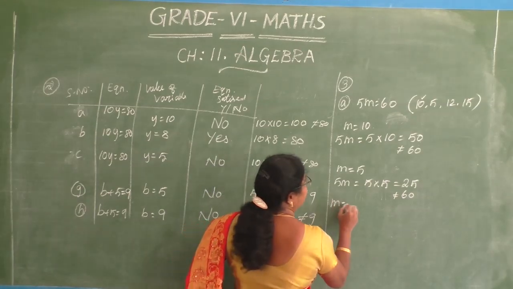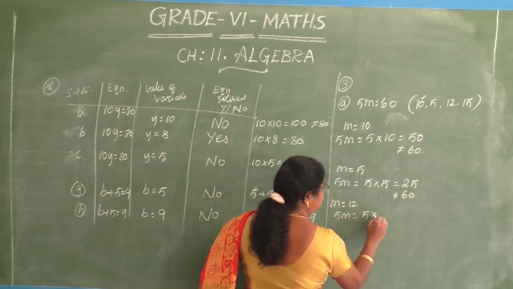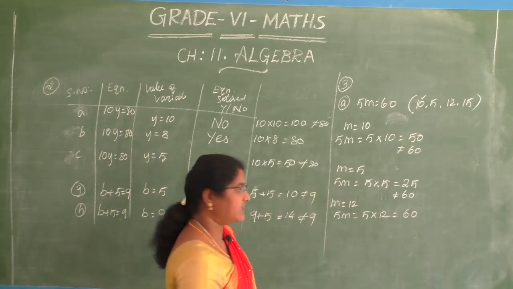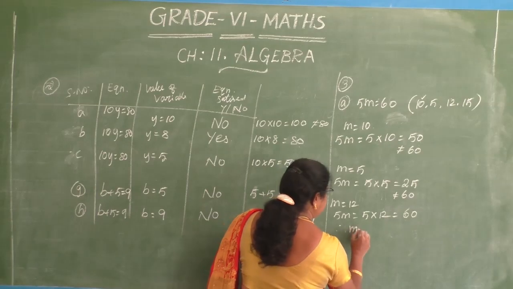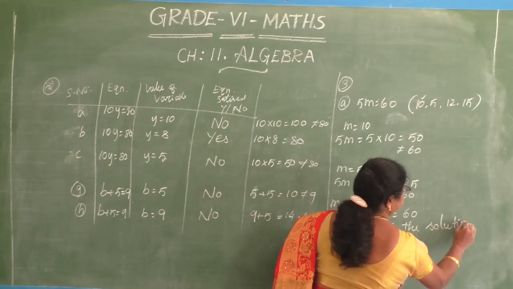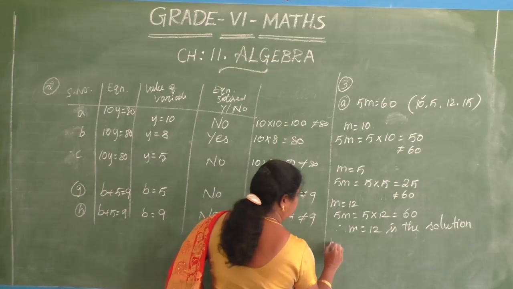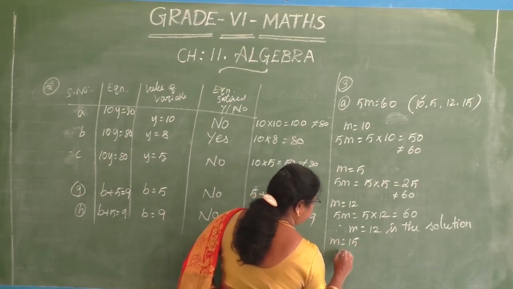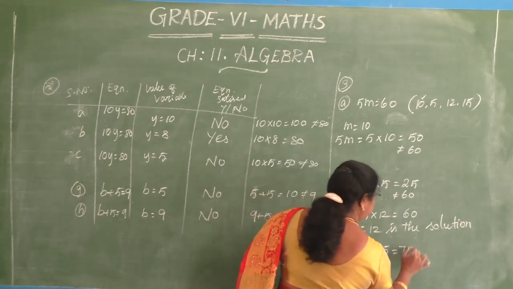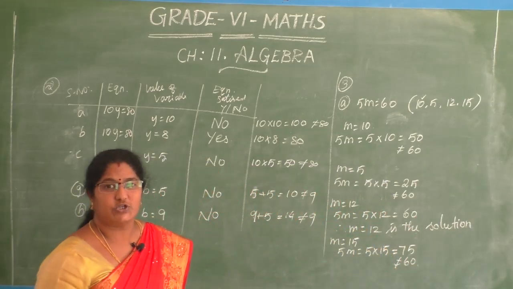Then m equal to 12. Next value 12. So 5m equal to 5 into, instead of m, 12. 5 12s are 60. Yes, this is equal. So therefore m equal to 12 is the solution. Next, one more thing we also have to write. m equal to 15. So 5m equal to 5 into 15 equal to how much? 75. This is also not equal to 60. So this is also not a solution.